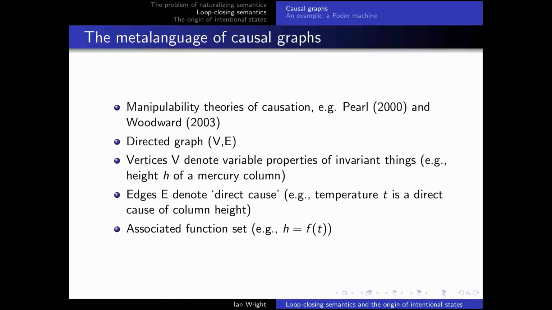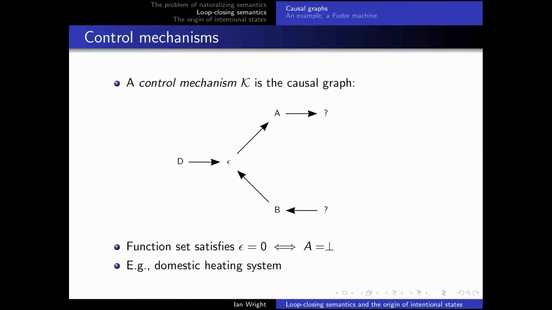So here's a simple causal graph that specifies the causal structure of what I will call a control mechanism K. It consists of 4 information-bearing states. B denotes a belief-like input. It's like a belief because it's an input from the world. And at this stage, that's all we mean by this name. I'm not claiming this state has any intentional properties as yet.